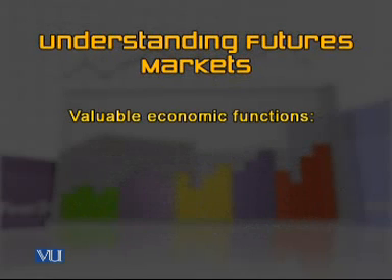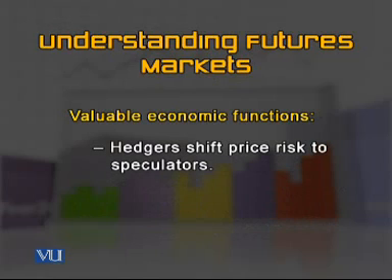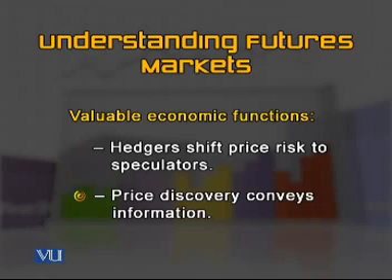There are valuable economic functions for different types of investors. Hedgers shift price risk to another kind of investor, which is a speculator. This price discovery conveys valuable information from one source to another. So hedgers would be shifting the risk to speculators who are willing to take it at any cost because they think by taking a risk, they'll be able to gain more. Now, these are the players in the futures market.